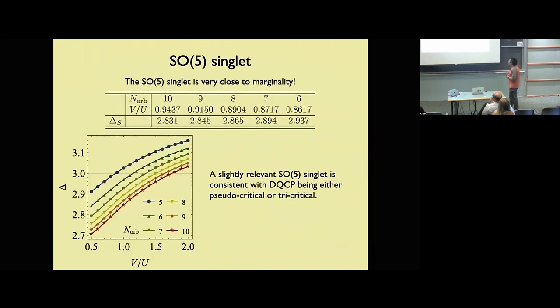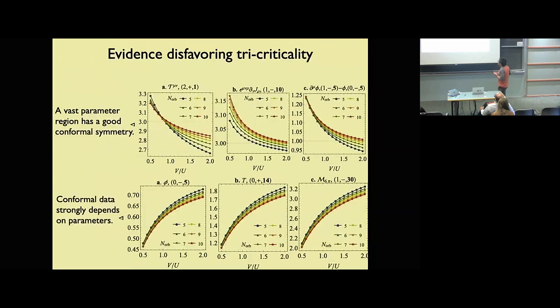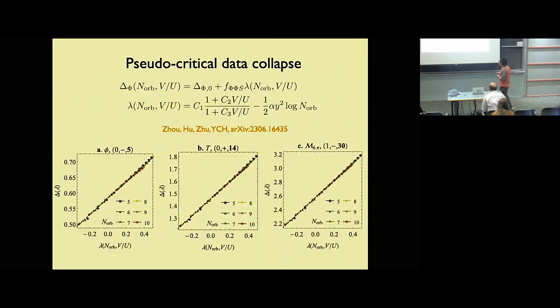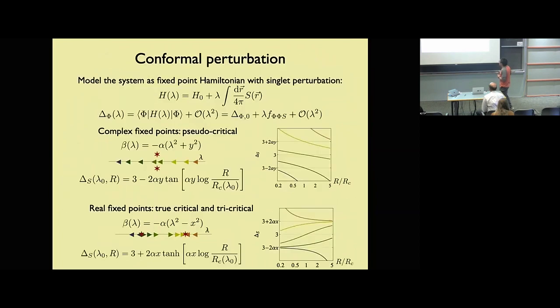Okay, and one thing that I should say is that from our results, the SO(5) singlet is very close to marginality, as you can see here, and this observation is consistent with either the pseudo-critical or tricritical proposals. But if you look at this singlet more carefully, you will find that it actually flows from slightly irrelevant to relevant. That is probably more consistent with pseudo-critical.